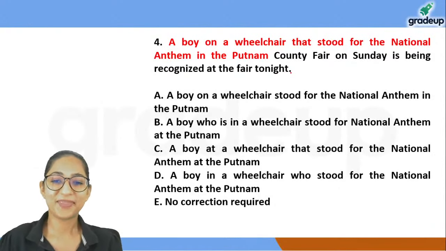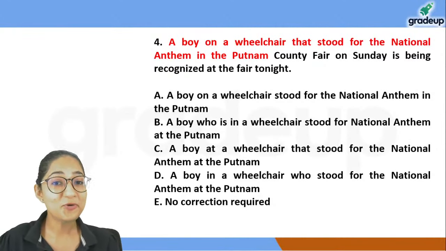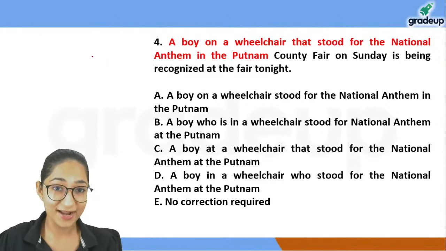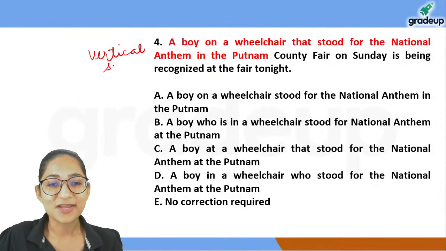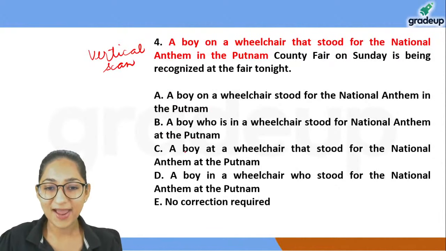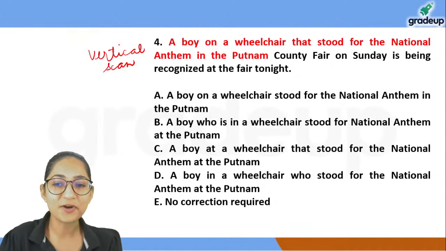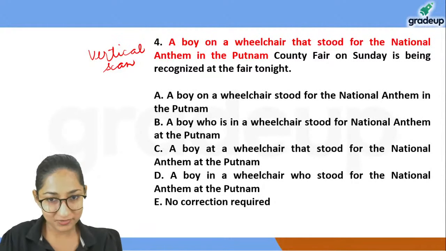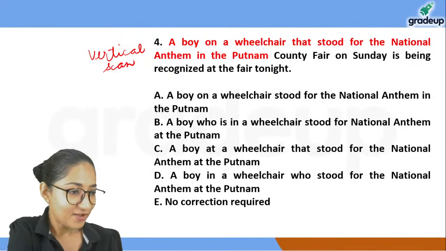What do you say? Look at all the options. You know about vertical scan also. That also helps at times, in fact many times. You can try vertical scan. Look at all the beginnings. Look at all the endings. Sometimes beginnings and endings don't give you much. Then figure out what could be the other area wherein the exam maker might have introduced the errors.